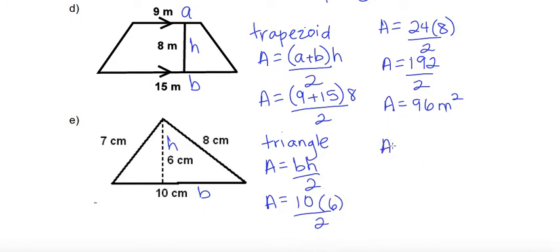Again, following BEDMAS, I'm going to simplify what's on the numerator of my fraction first. So 10 times 6 is 60, and 60 divided by 2 gives me 30. My units are centimeters, and because it's area, I square that. So the area of this triangle is 30 centimeters squared.